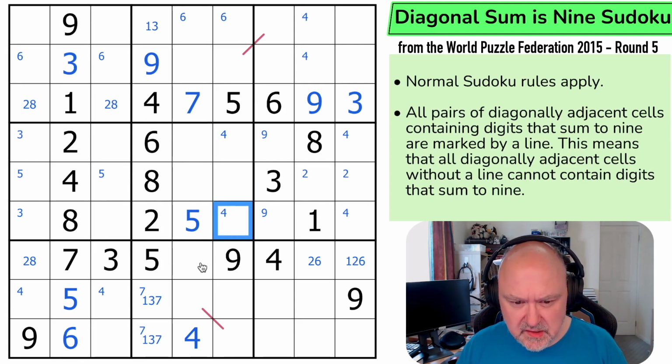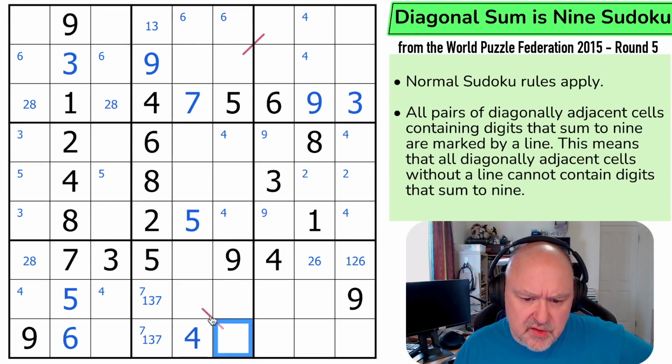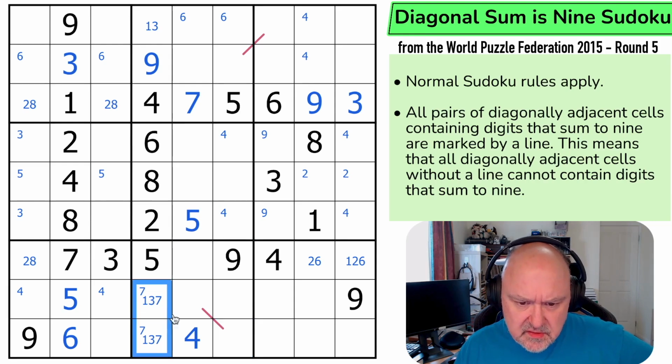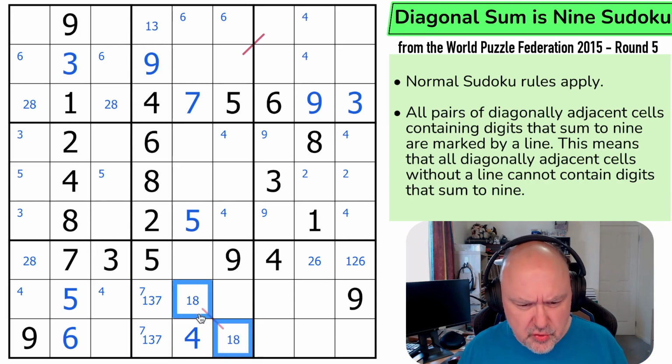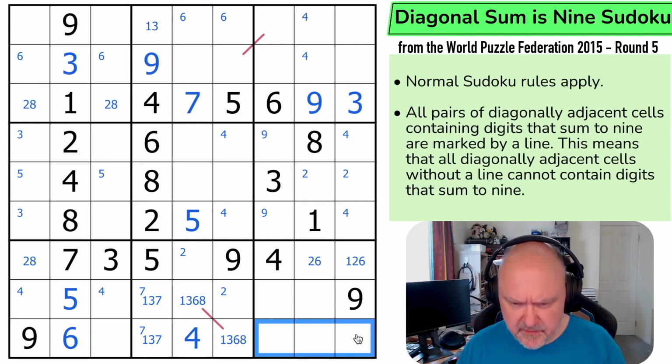This is quite tricky. What can this be? It could be 1, 8. It can't be 2, 7. If it's 1, 8, it could be in either order. It could be 3, 6 in either order. It can't be 4, 5. So 2 can't go in any of those. So 2 is in one of those two. I'm not seeing how that's restricted. 5 is down here, but I'm not seeing how that's restricted either.